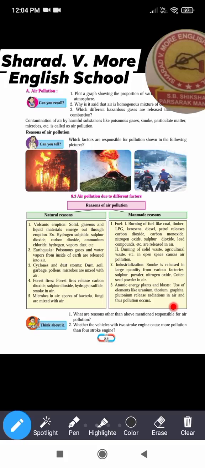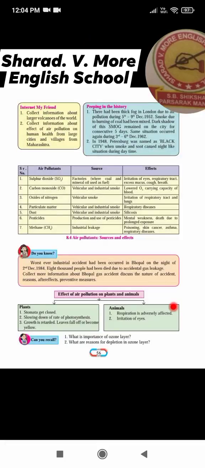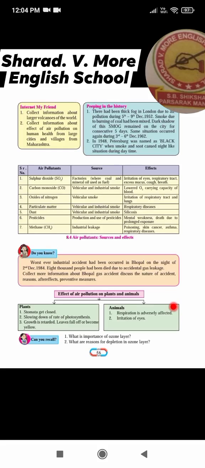Think about it. Now this also is not in your syllabus now. This is also removed from your portion.